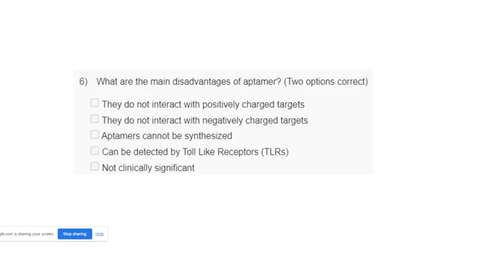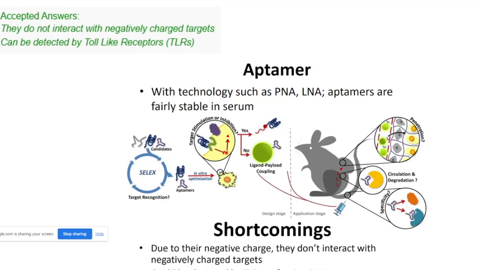So here is the sixth question. What are the main disadvantages of aptamer? You have to select two correct options. So here the correct options would be they can be detected by toll-like receptors and they do not interact with negatively charged targets. So they have their own negative charge, so they don't interact with other negatively charged targets, and they could be detected by toll-like receptors as foreign DNA.